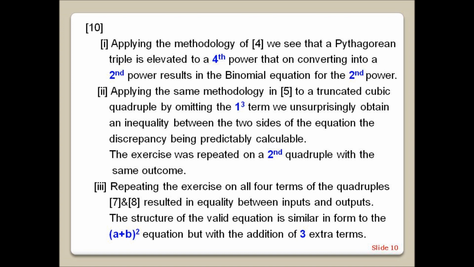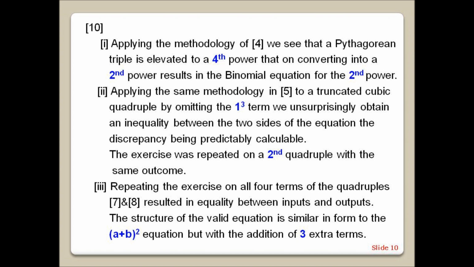9. Applying the methodology of 4, we see that a Pythagorean triple is elevated to a fourth power that, on converting into a second power, results in the binomial equation for the second power. Applying the same methodology in 5 to a truncated cubic quadruple, by omitting the 1 cube term, we unsurprisingly obtain an inequality between the two sides of the equation, the discrepancy being predictably calculable. The exercise was repeated on a second quadruple with the same outcome.